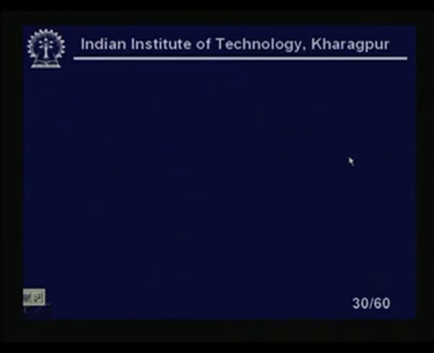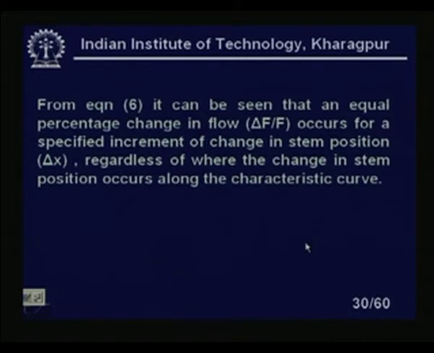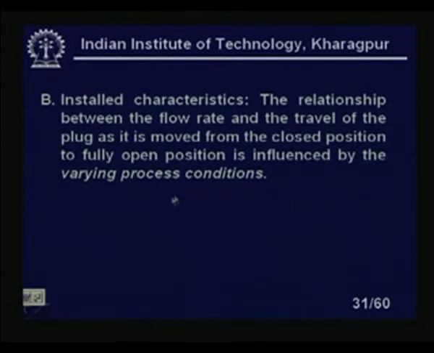Okay, let us go back and see equation 6. For a certain change in the stem position, the percentage change of the flow will be constant, mu, because delta F by F divided by delta x will be equal to mu, which is a constant. Clear? That is the reason we are calling it an equal percentage valve. Now we have talked about inherent valve characteristics.